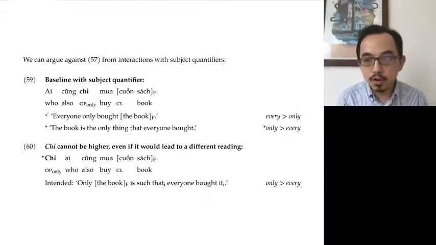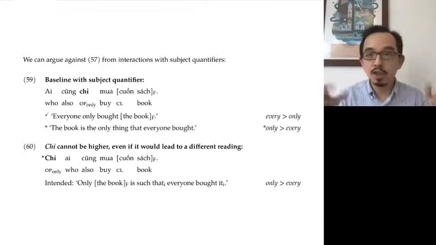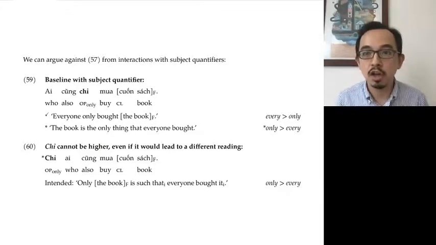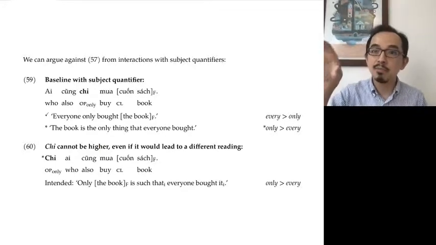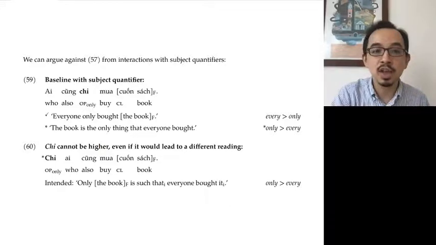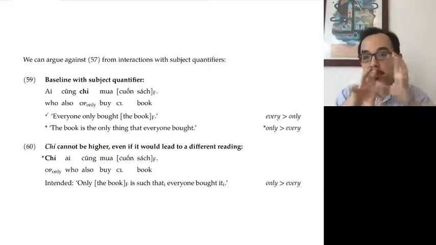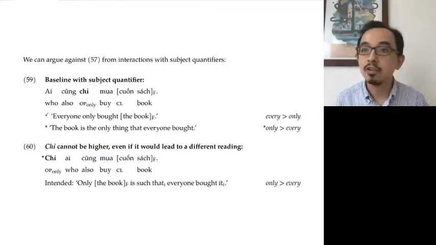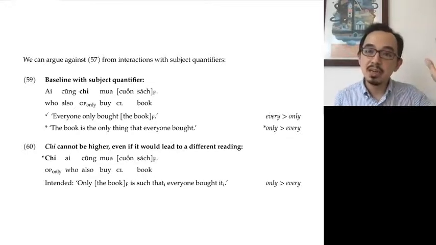And in case you're wondering, in order to actually build this meaning, what you have to do in Vietnamese is reorganize the clause. You can do it straightforwardly by actually moving the object up. So you can say, only the book everyone bought. And then you're now going to get the intended interpretation, and you have not violated chi being as low as possible.